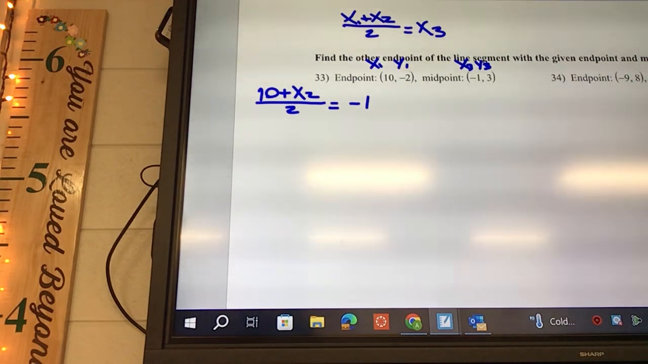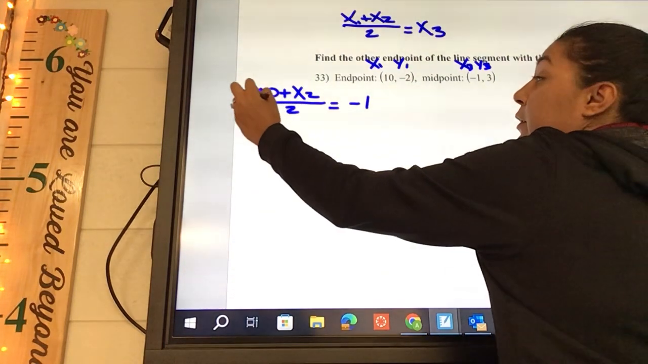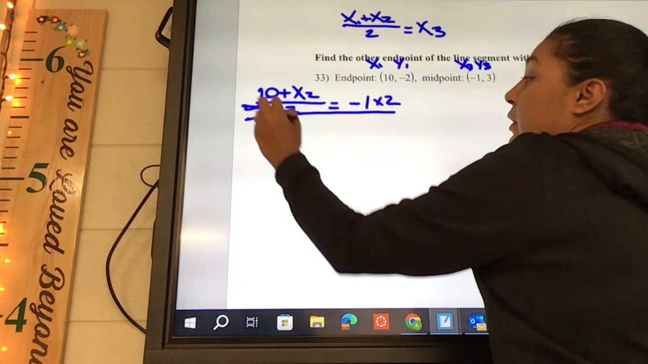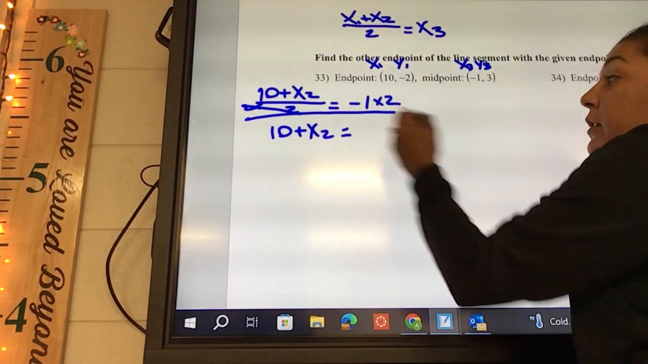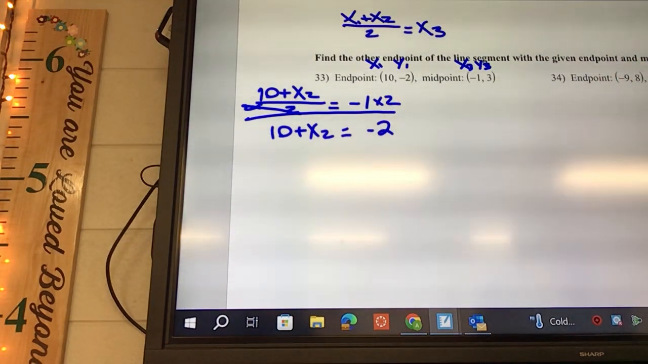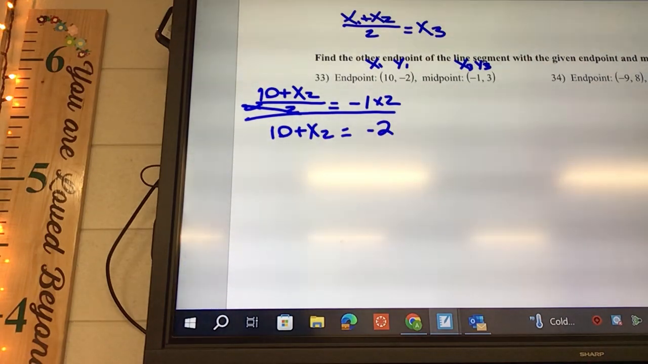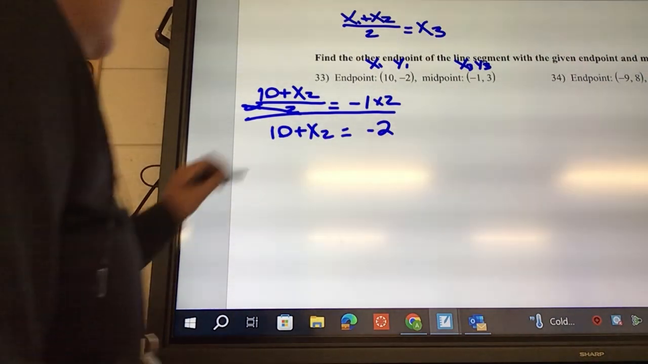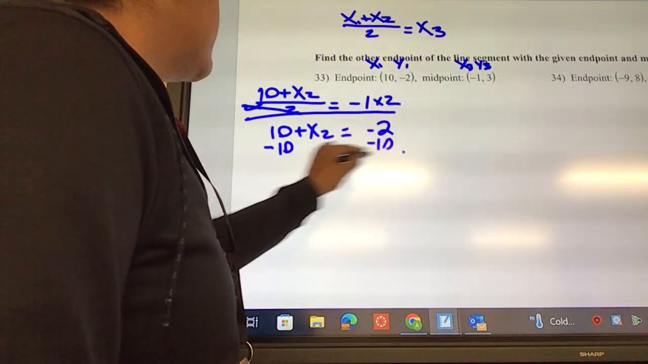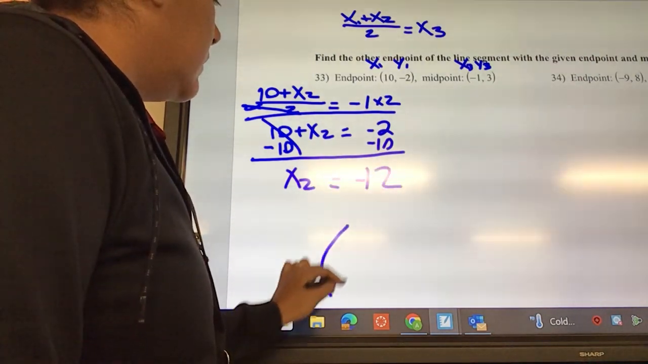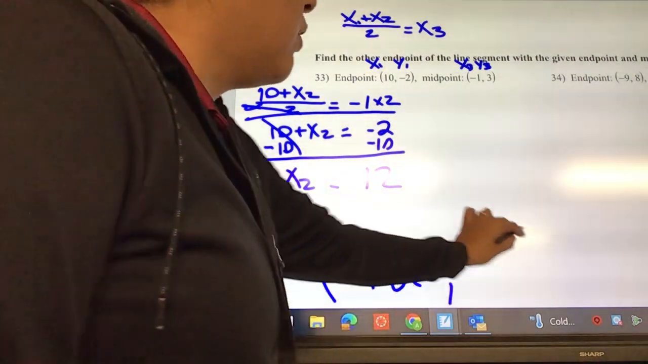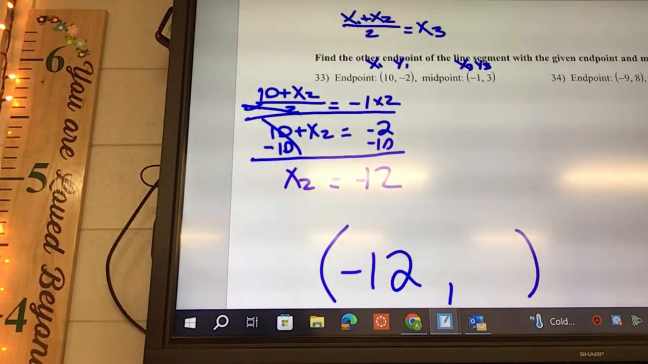What gets done first? Times 2. So you've got 10 plus x sub 2 equals, well, negative 1 times 2 is going to be negative 2. Then what needs done? Subtract 10. So we're going to say minus 10, minus 10. So my x2 is going to be negative 12. And again, you need to write this as a coordinate together at the bottom.